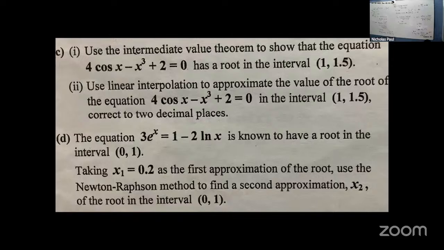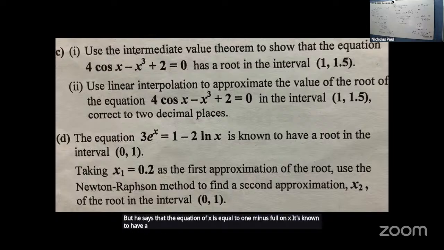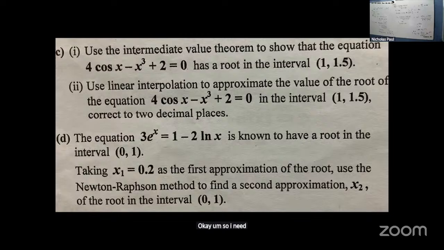Forget part C, right? We did one of those already. So let's take a look at part D. Part D says that the equation 3e^x = 1 - 2 ln x is known to have a root between 0 and 1. Okay. Don't let the form confuse you.